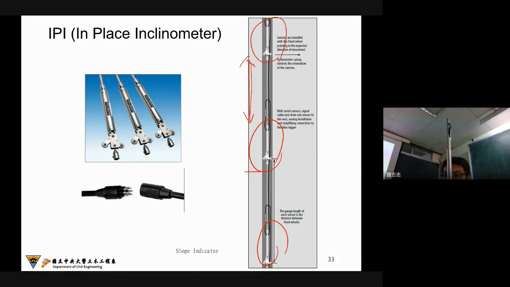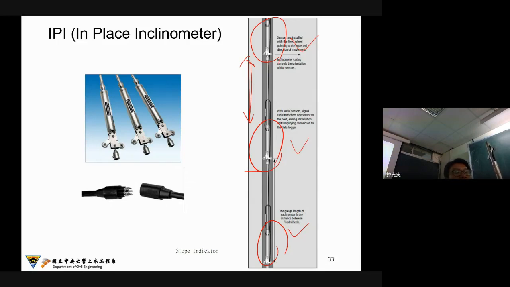for this I have 3 inclinometers, 1, 2, 3. So how much will it be for the IPI? 1 million, maybe 1 million NT dollars. So I would like to say the IPI can also be used for automated monitoring in the field, but the cost is too high.